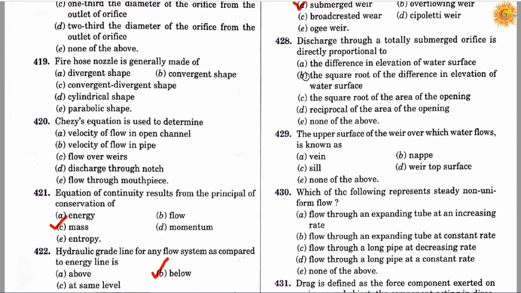Question number 428. Discharge through a totally submerged orifice is directly proportional to: option A, the difference in elevation of water surface; option B, the square root of the difference in elevation of water surface; option C, the square root of the area of the opening; option D, reciprocal of the area of the opening; option E is none of the above. So the correct answer is B.